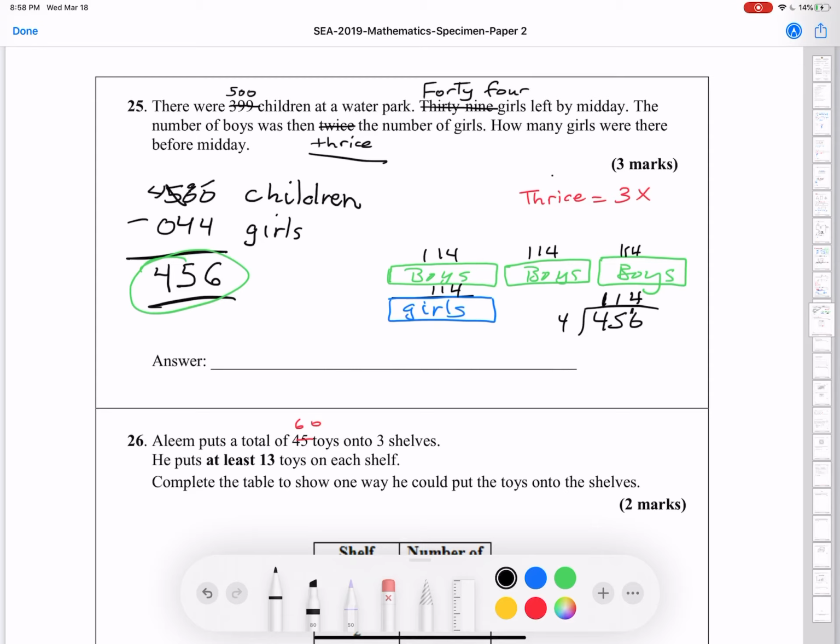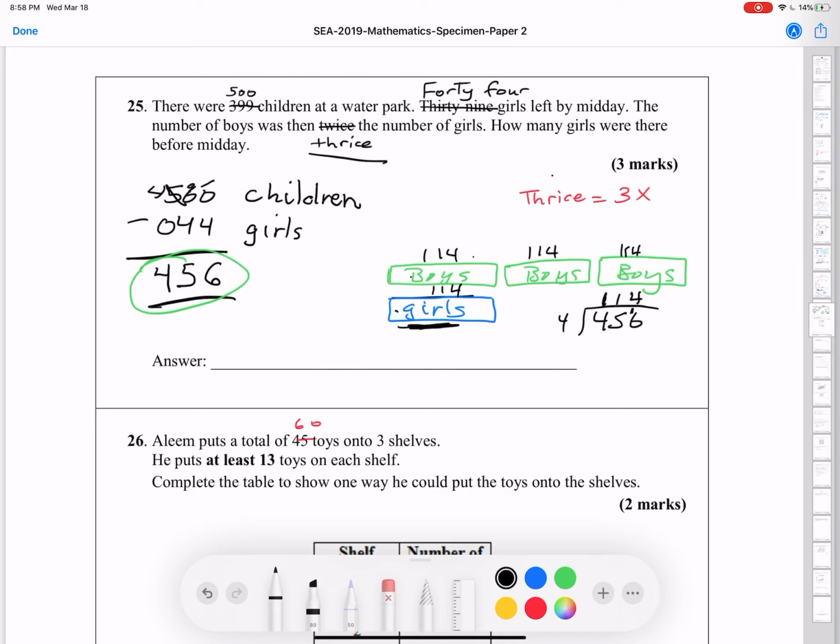Okay, let's see what question they ask now. How many girls were there before midday? Now this is how many boys were there after midday, one part of the boys here, one part here, one part here. But they didn't ask us about the boys, they asked us about the girls. This is how many girls were there after midday.